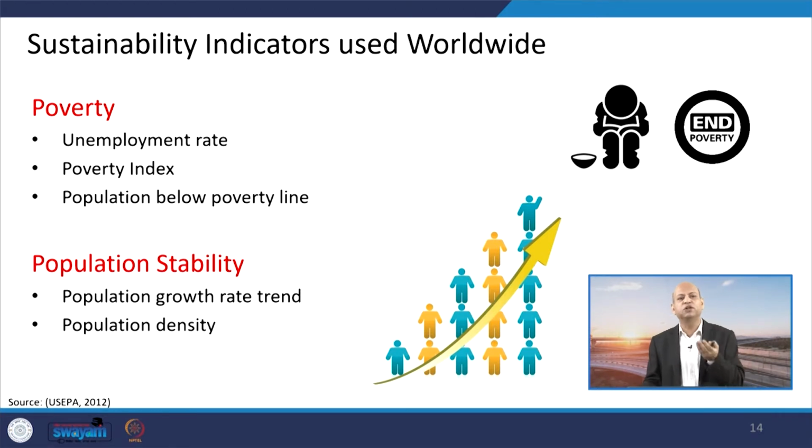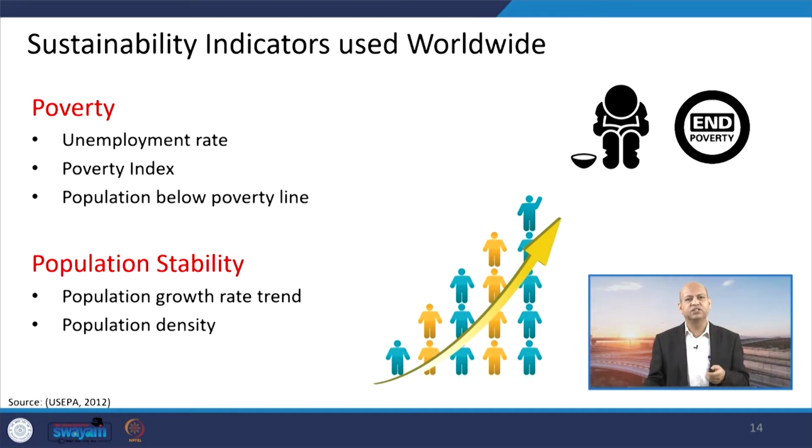Similarly, if you want to see population stability, we need to see the population density of a particular area or country, and then the population growth rate trend, because sometimes because of our lifestyle the population decreases, like in developed countries where population is decreasing, but to support the complete ecosystem of society, we need to have a certain rate of population growth.